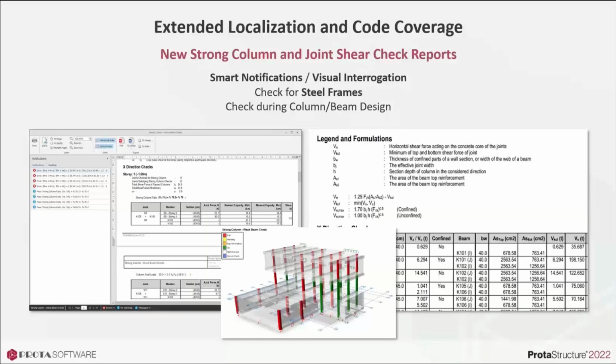Again, in 2022, we improved the strong column and joint shear checks. So we can, of course, do these checks according to ACI, Eurocode 8, and Turkish codes first of all. And we can cover reinforced concrete and steel special moment resisting frames. In addition to the code coverage, these reports are written from scratch and now include more visual components.